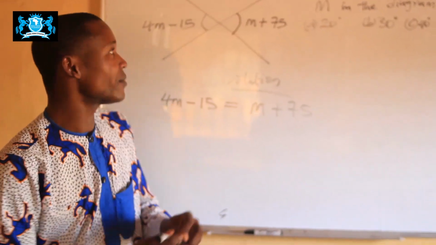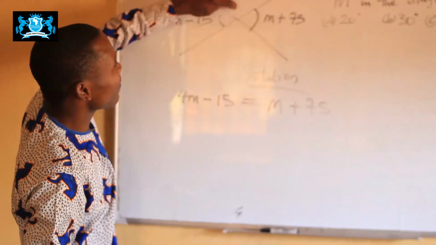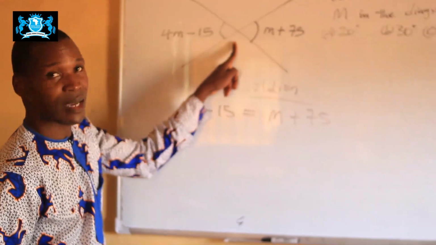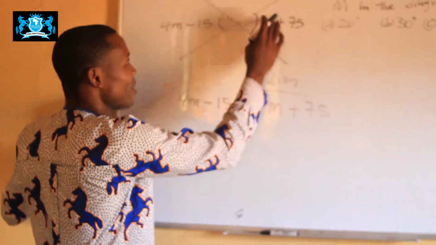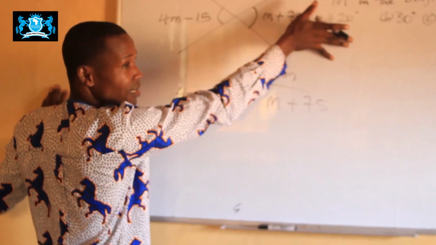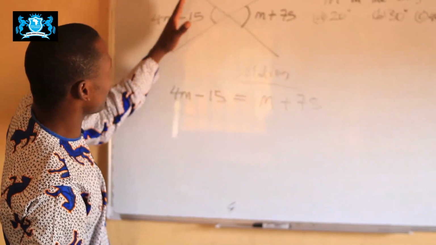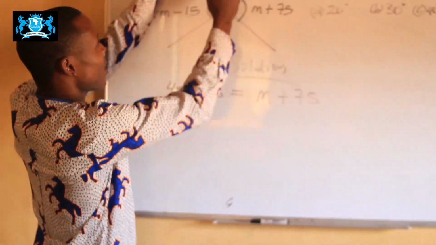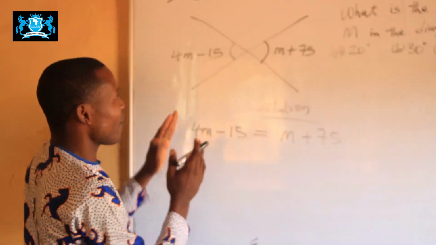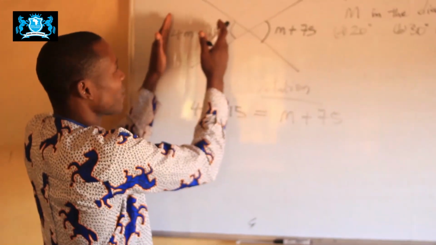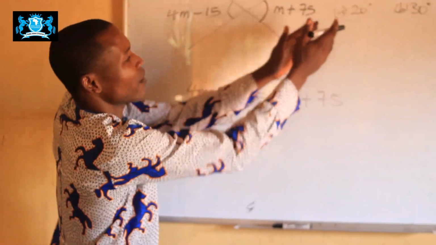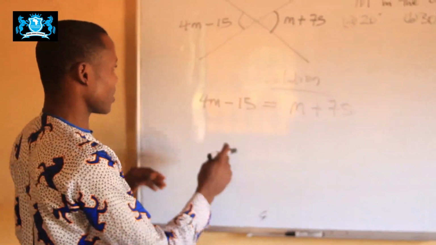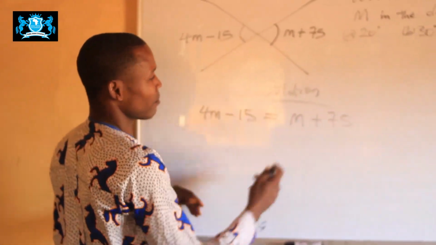Remember what I said? Whatever is here equals whatever is here. The value that is in this side must equal the value that is here. The angle here equals the angle here. Therefore, 4m minus 15 equals m plus 75. So I just said 4m minus 15 equals m plus 75.